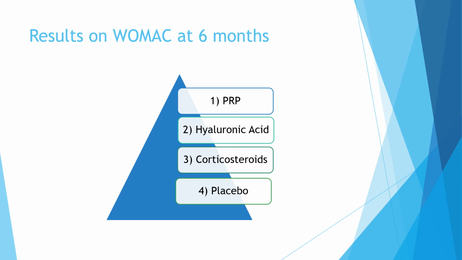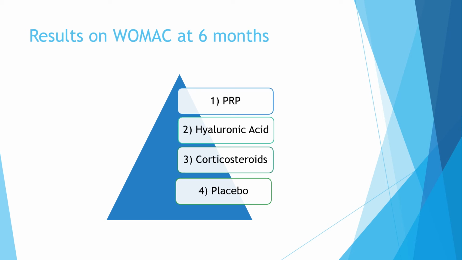All right, so we just took a look at WOMAC at 3 months. Let's take a look at the WOMAC results at 6 months follow-up for the comparison between hyaluronic acid, steroid injections, and platelet-rich plasma injections. So at 6 months, platelet-rich plasma provides the best results, followed by hyaluronic acid, corticosteroids, and in fourth, placebo. So this is different than what we were seeing at the 3-month follow-up.